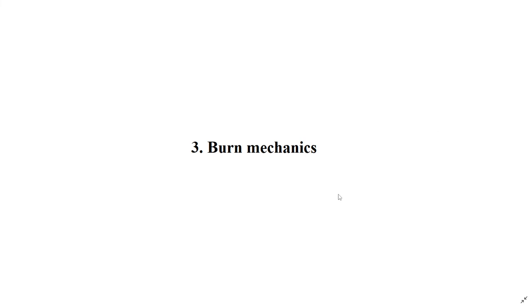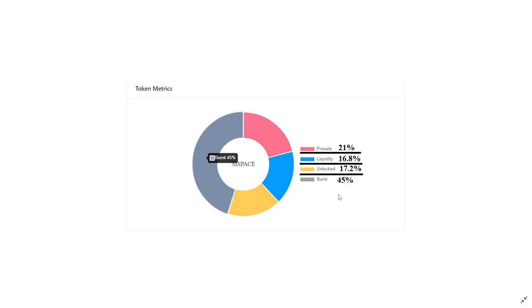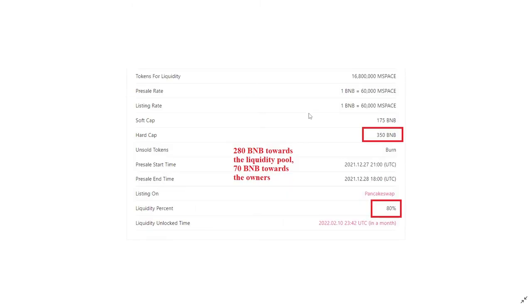Looking further, you could also say that burn mechanics could be assigned to this manipulation. If you think about it, this is just a random token from Pinksale.finance, one of the presales that filled in. As you can see, 45% of the total supply of tokens was burned, 17.2% are unlocked for the team, 16.8% are for the liquidity, and 21% are for the presale. If you look further, the total presale, assuming that it fills in, the hard cap for it is 350 BNB.